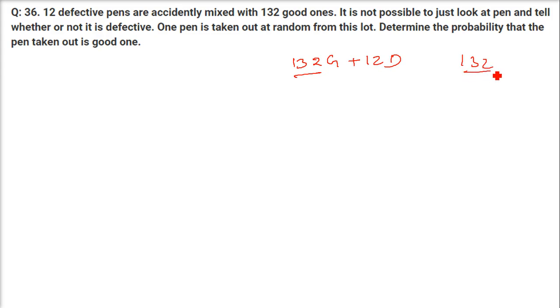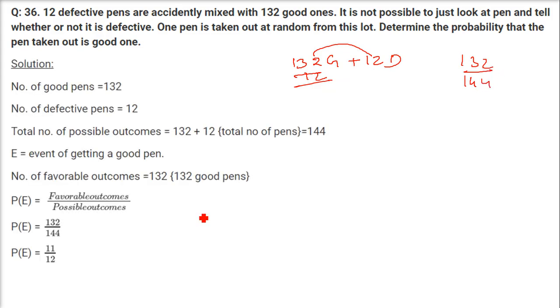How many goods are there? 132. How many total numbers are there? 132 plus 12, which is going to be 144. 132 by 144 is the probability of getting a good one. So this is how you are going to write. It is going to be 11 by 12 if you just simplify it.